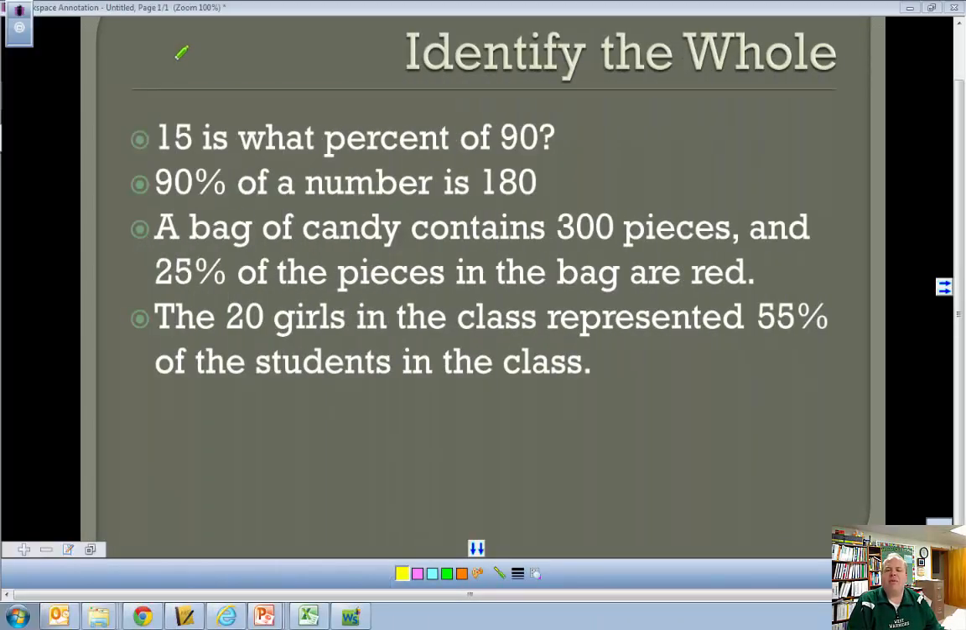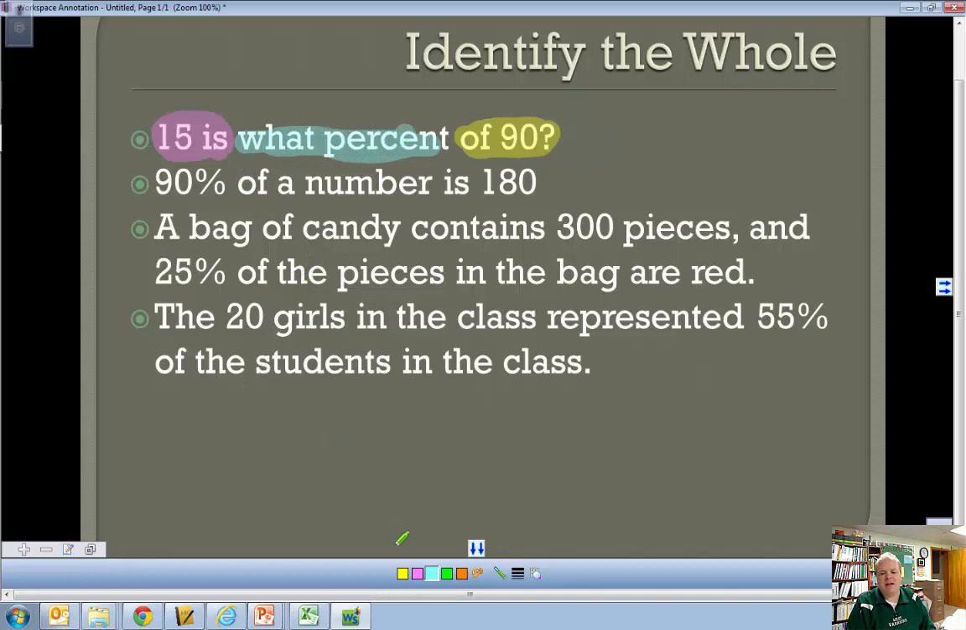Okay, so part of that percent proportion was dealing with what the whole of something is, because we have the part divided by the whole. Well, in this exercise, let's look at what the whole is. So if I have 15 is what percent of 90, okay, the of 90 here is my whole. That would make the 15 my part, and that would make my unknown then be the percent.